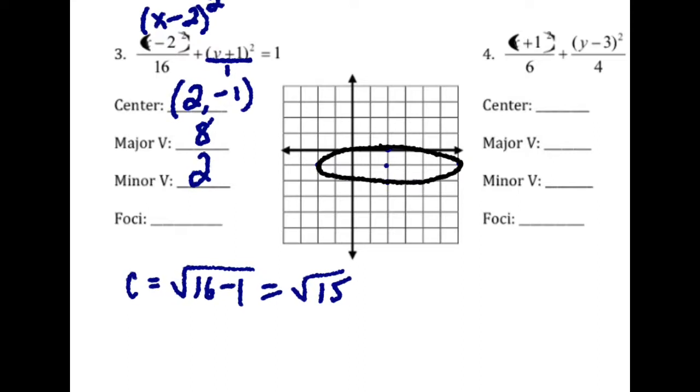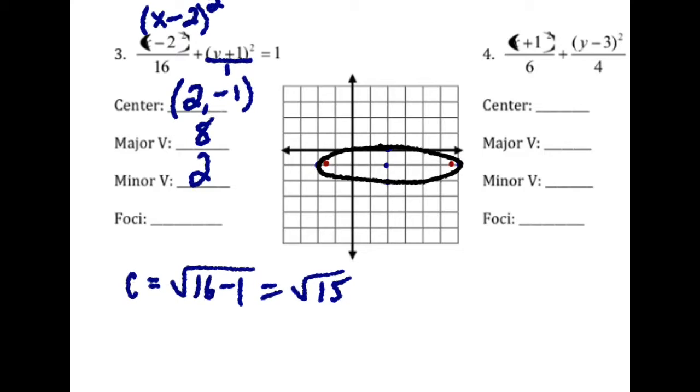Okay, again, a little estimation of that, if we had to graph them, square root of 15 is going to be almost 4, right? So your foci on this are really out towards the edges of the ellipse. The more elongated the ellipse is, and we'll talk about eccentricity later, the further out towards the edges of the ellipse your foci are.